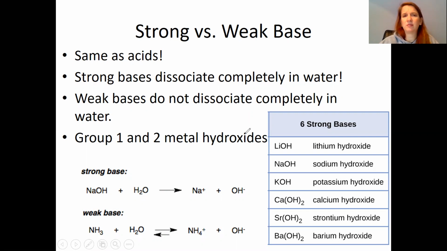That means it's going to form some kind of positive ion and then a hydroxide anion, because bases always produce a hydroxide anion in water. Okay. Weak bases do not dissociate completely in water.